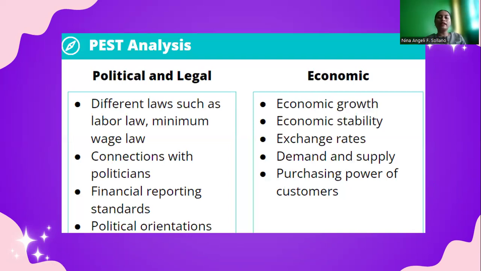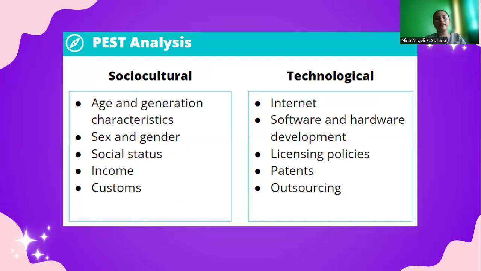So here, political and legal: different laws such as labor law, minimum wage law, connections with politicians, financial reporting standards, political orientations. For economic, we have growth, stability, exchange rate, demand and supply, purchasing power of customers. And then for social-cultural, we take into consideration these factors: age and generation, characteristics, sex and gender, social status, income, customs. And then technological, of course: internet, software, hardware development, licensing policies, patents, and outsourcing.